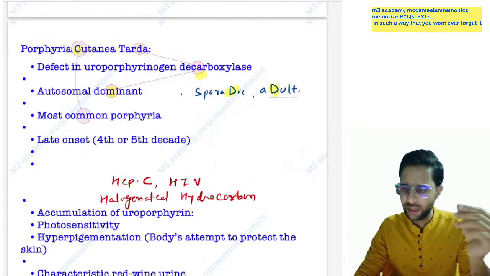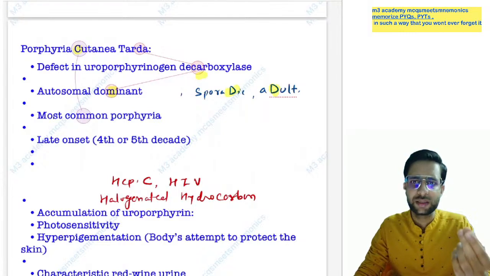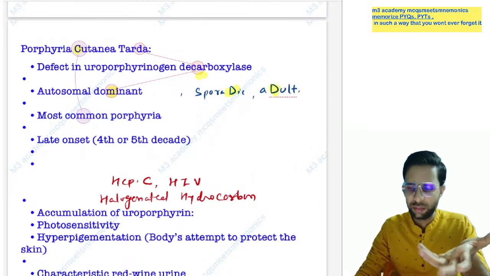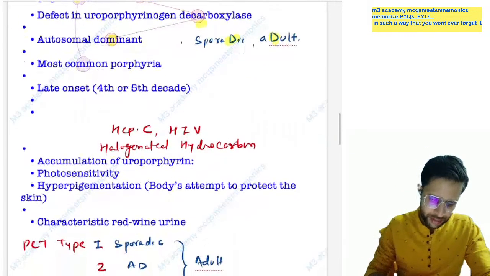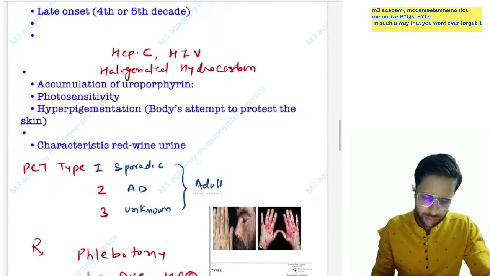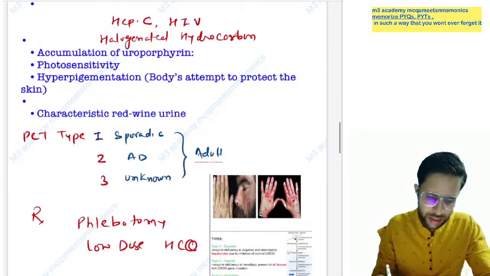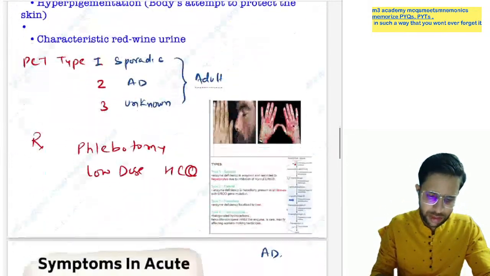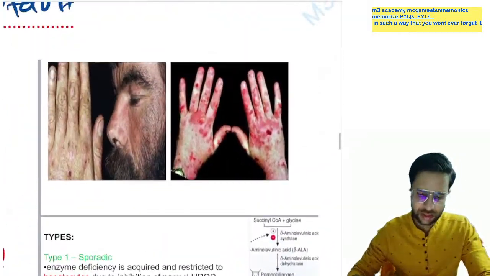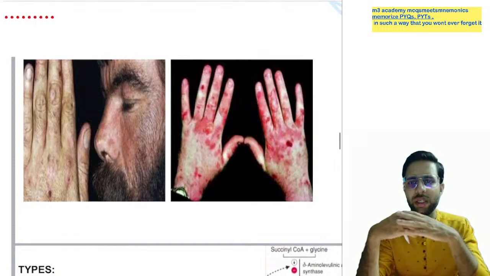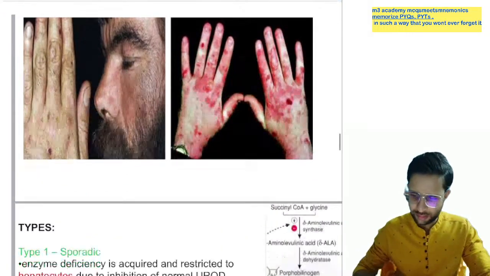Can you tell me any other cutaneous disease associated with hepatitis C? Yes, lichen planus, cryoglobulinemia. All of these are associated with hepatitis C. Now, accumulation of uroporphyrin, photosensitivity, and hyperpigmentation are found here. You can see this picture showing the photosensitivity blisters.